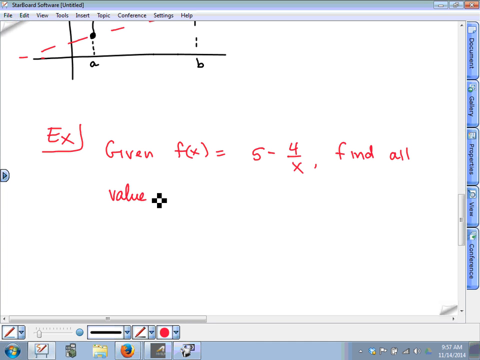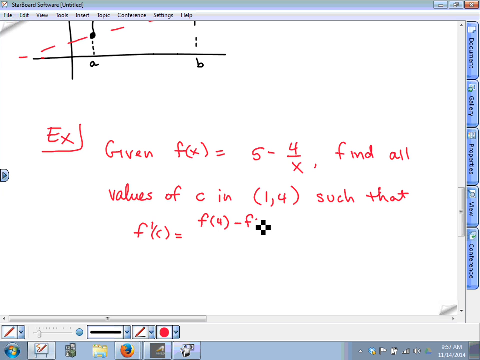Find all values of c in this interval such that f prime of c is equal to f of 4 minus f of 1 all over 4 minus 1.